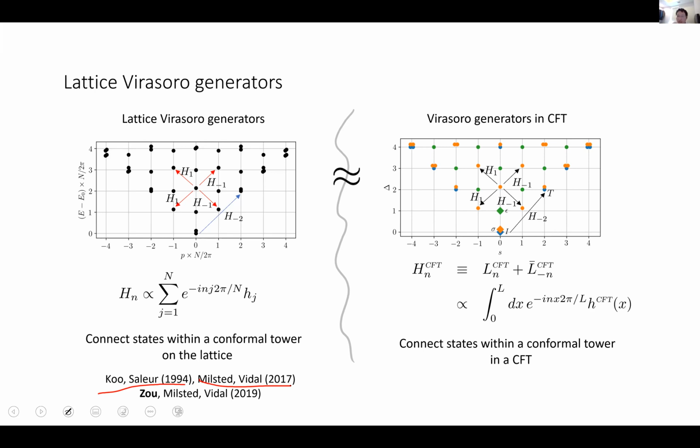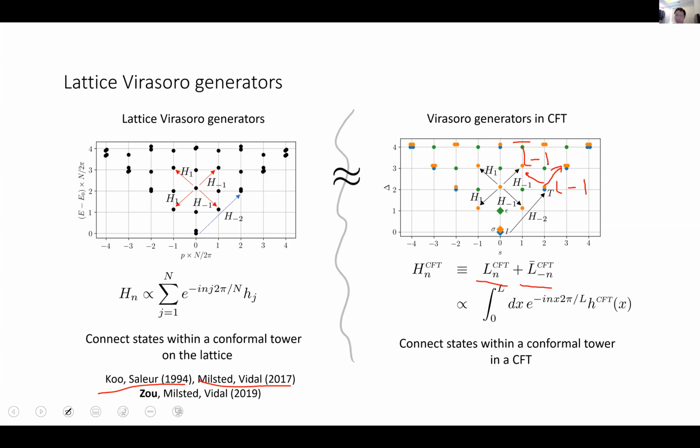Virasoro generators have two parts. One part is the holomorphic part, which is called L_n, and one part is the anti-holomorphic part, which is called L bar n. Let me give you an example of what L_n and L bar n would do. I already gave you examples here, but I want to draw it also here. For example, if you have L_-1, it will drive you to a state with larger conformal spin and larger scaling dimension by 1. If you have L bar -1, you will go in the other direction, which is scaling dimension up and conformal spin down.